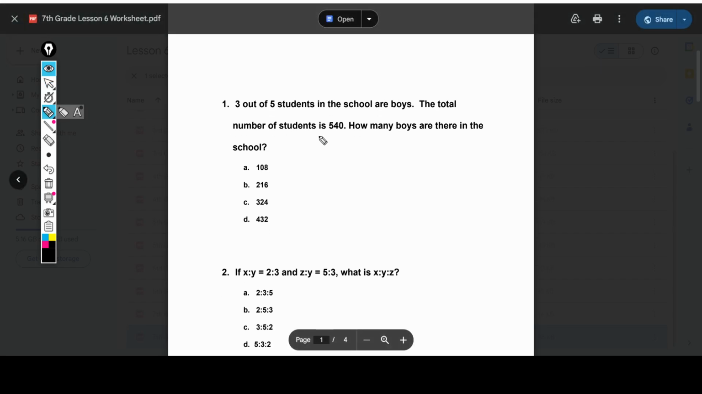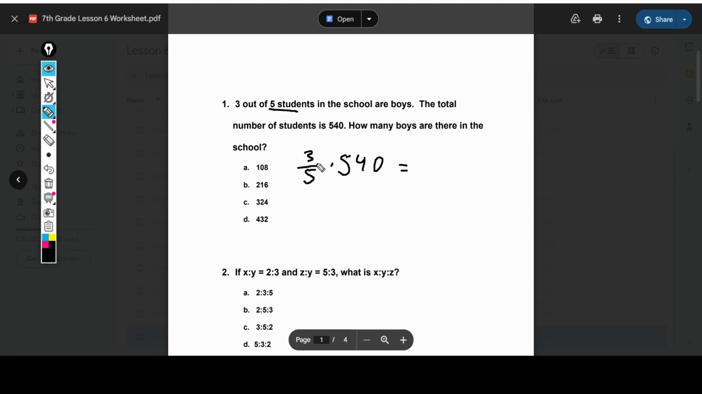So to solve this problem, we're going to use this ratio. 3 out of 5 students in the school are boys. So that's 3 out of 5. And then the total number is 540. So we multiply that by 540 students. Basically what it's saying is, for every 5 students, so we divide by 5 because that's for each, there are 3 boys. So you multiply by 3.